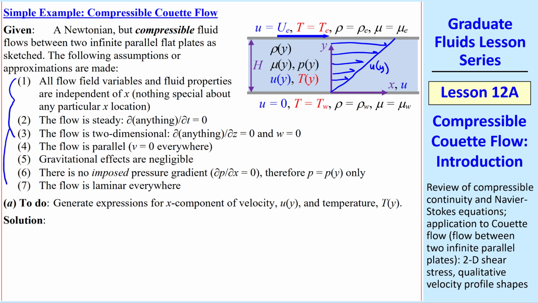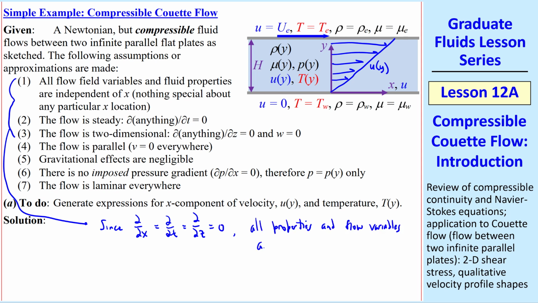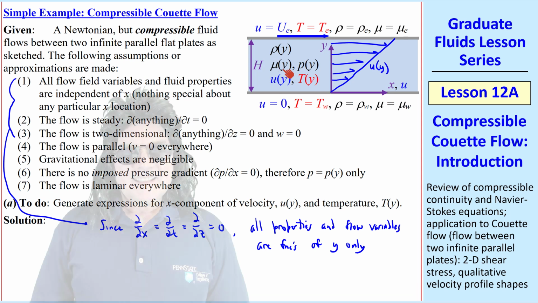These three approximations tell us that since del x of anything equals del t of anything equals del z of anything equals 0, all properties and flow variables are functions of y only, as I show here. Density, viscosity, pressure, component of velocity in the x direction, and temperature are all functions of y only. For the compressible case, u must again go from 0 to capital U_E, but the profile is not expected to be linear because of these non-constant properties.